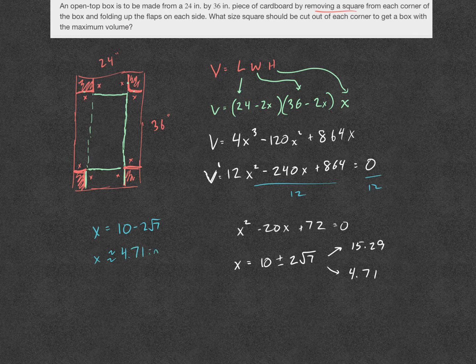And that's what it asks. What size square, right? That's the size of the square that I'm going to cut off of each corner. And then when I fold it up, the box has the biggest volume that it possibly could. And if you want to substitute that x back into the volume equation, you can figure out what the maximum volume is. But that's how you would do it.